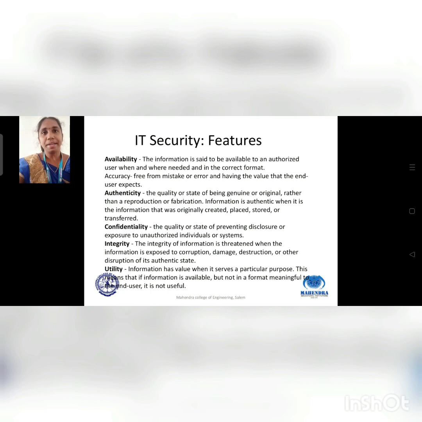Next one, confidentiality. The quality or state of preventing disclosure or exposure to unauthorized individuals or systems. Next one, integrity. The integrity of information is threatened when the information is exposed to corruption, damage, destruction or other disruption of its authentic state. Last one, utility. Utility means information has value when it serves a particular purpose. This means if information is available but not in a format meaningful to the end user, it is not useful.